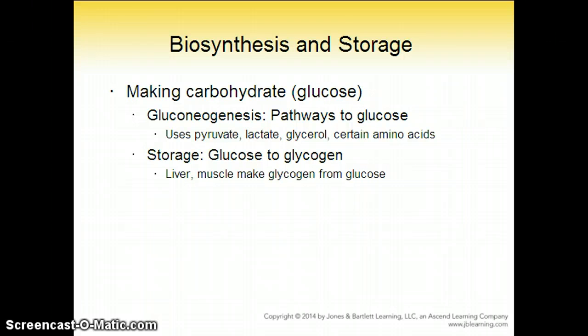Biosynthesis and storage. Tissues differ in their preferred source of fuel. The brain, nervous system, and red blood cells rely primarily on glucose, while other tissues use a mix of glucose, fatty acids, and ketone bodies as a fuel source.